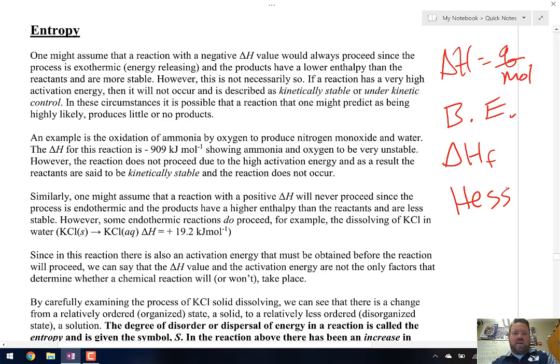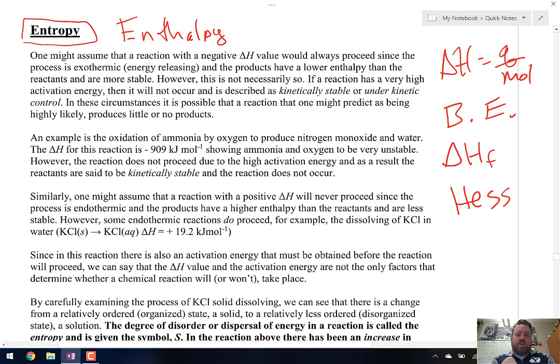Okay, now one of our final ways to talk about enthalpy and how it relates to how spontaneous or thermodynamically favorable a reaction is, is our discussion of entropy. So again, notice the difference. They look very similar to each other. They are 2 very different things.